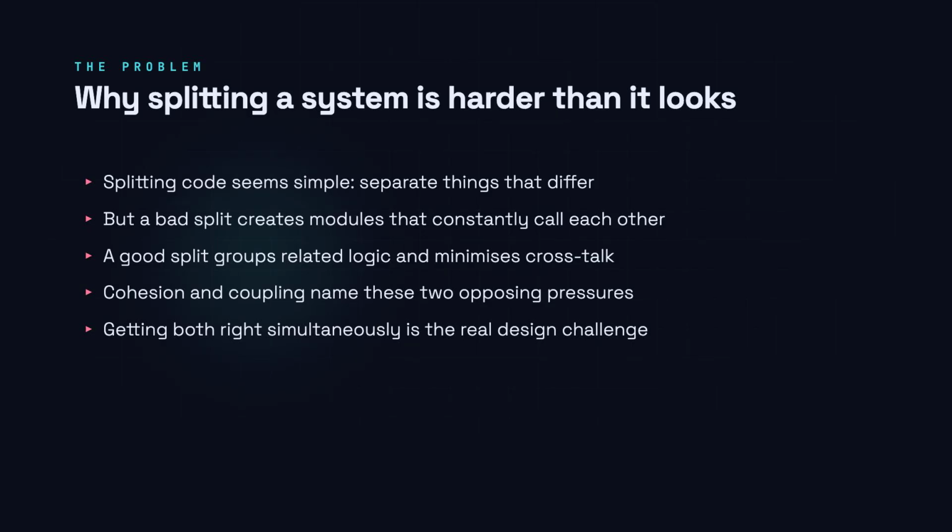When a code base grows, the natural instinct is to break it into smaller pieces. But splitting in the wrong place often makes things worse, not better. You end up with modules that are thin and unfocused, yet deeply dependent on each other. Cohesion and coupling are the two lenses architects use to judge whether a split was actually an improvement or just a rearrangement of the same problem.